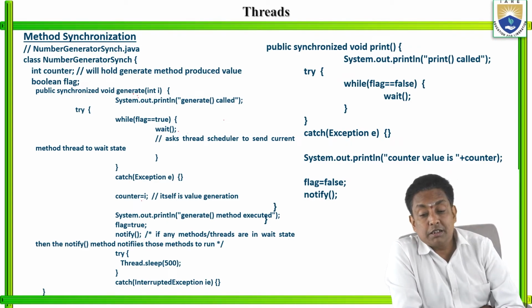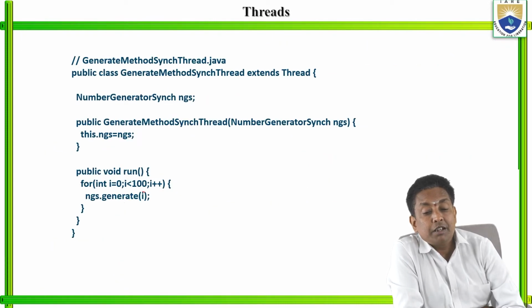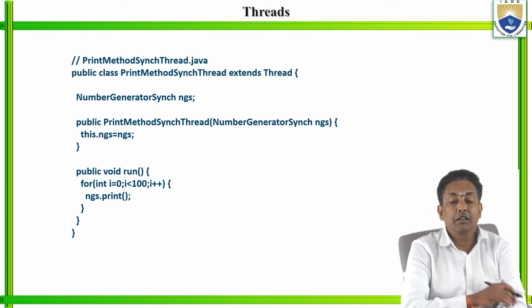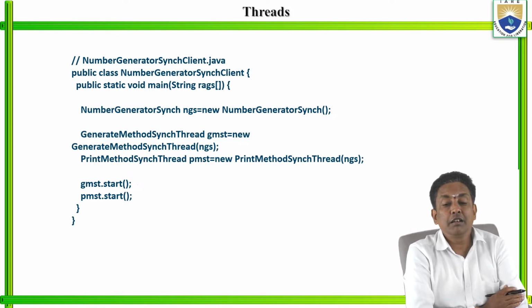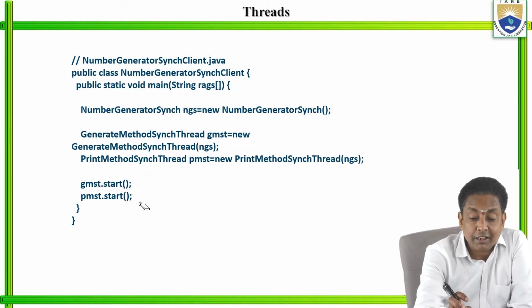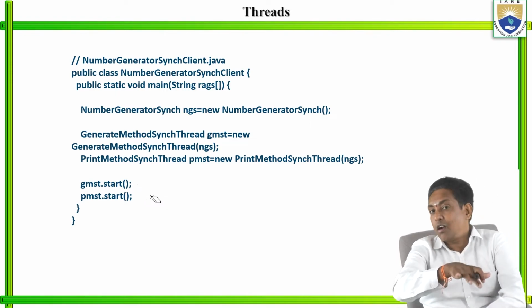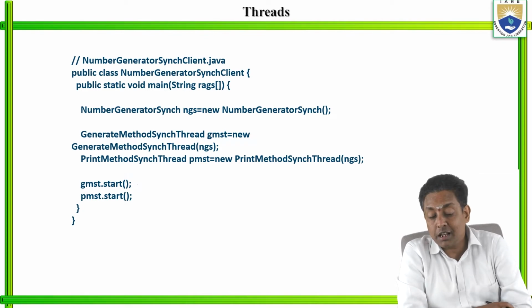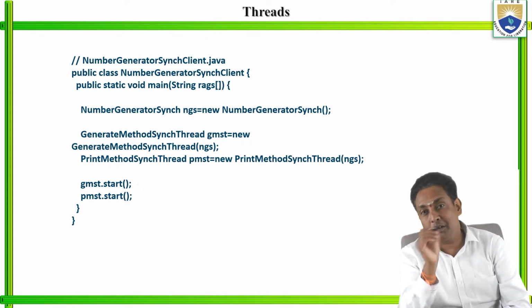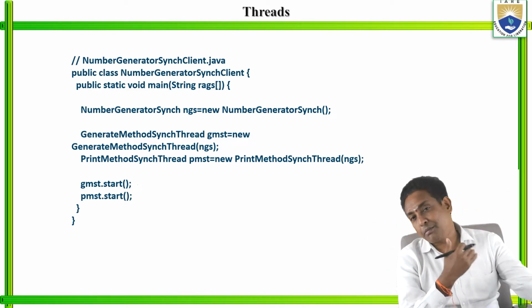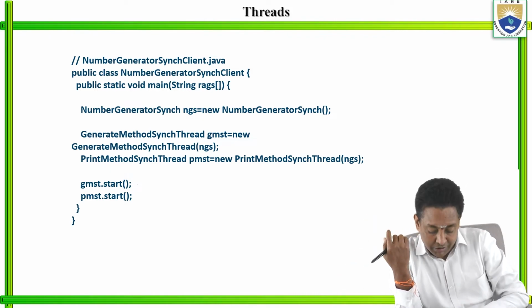Such two methods are called from the generate method synchronization thread and the print method synchronization thread. From here, these two threads are started. The client program starts both the thread executions from here. Now the threads starting from here are not two normal methods. This is a method synchronization example. In this example, the threads will execute simultaneously, but each method executes in its iteration only once. So it is sequential. Simultaneous plus sequential is equal to synchronous.